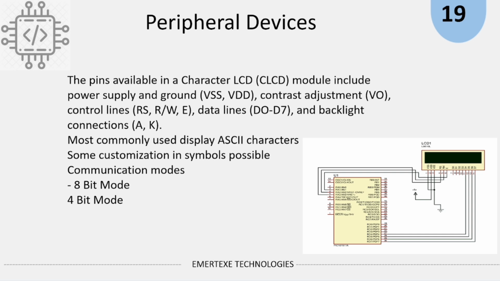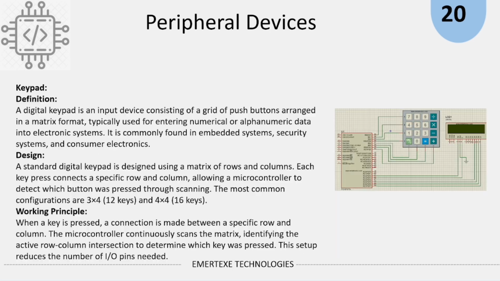Second, CLCD. The pins available in a character LCD module include power supply and ground, that are VSS and VDD. Contrast adjustment, which is known as VO. Control lines like RS, RW, and E. RS stands for register select, RW for read and write, and E for enable. Data lines are D0 to D7, and backlight connections are A, K. Most commonly used to display ASCII characters. Some customization in symbols is possible. Communication modes are 8-bit mode and 4-bit mode.